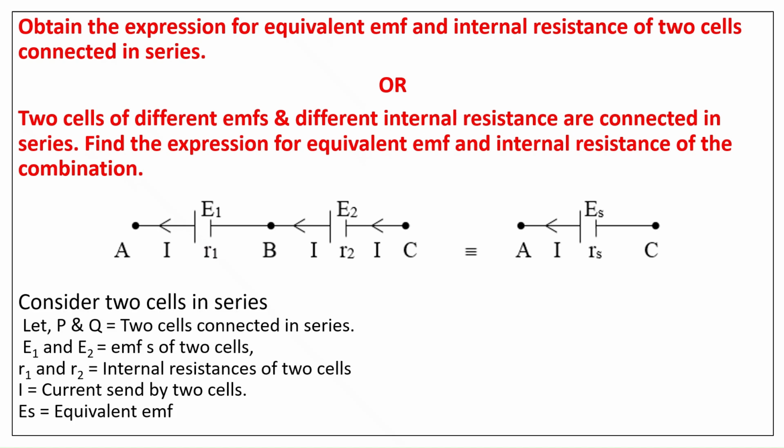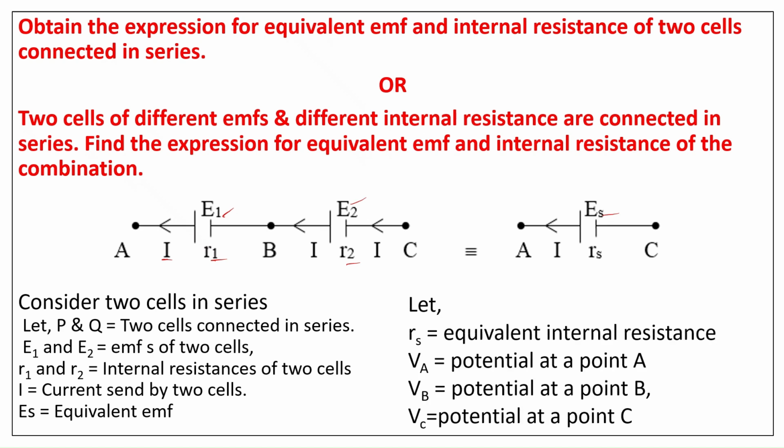Consider two cells in series. Let P and Q be two cells connected in series. E1 and E2 are EMF of two cells. R1 and R2 are internal resistances of two cells. I is equal to current sent by two cells. E is equal to equivalent EMF. Let RS be equal to equivalent internal resistance.